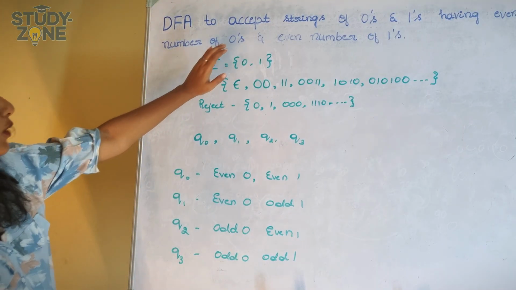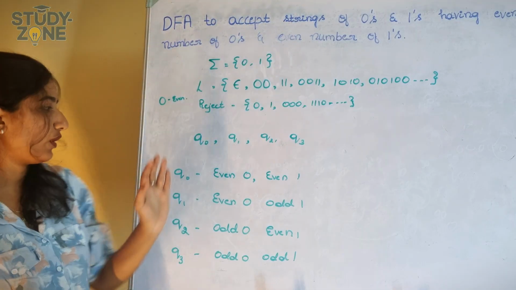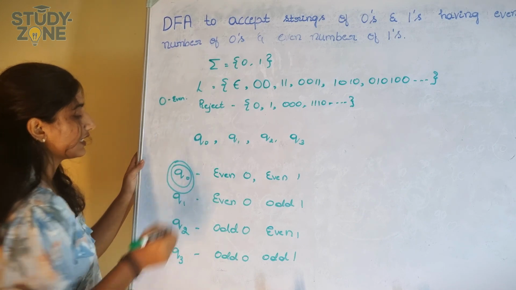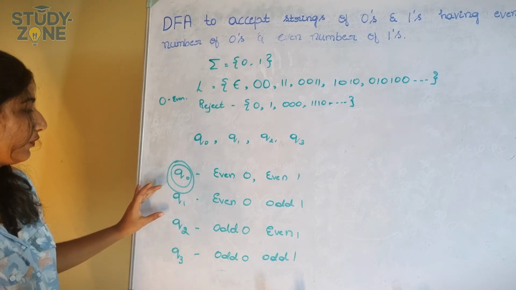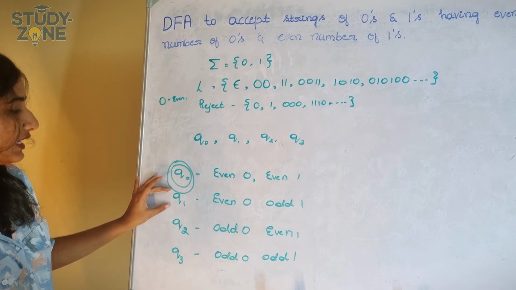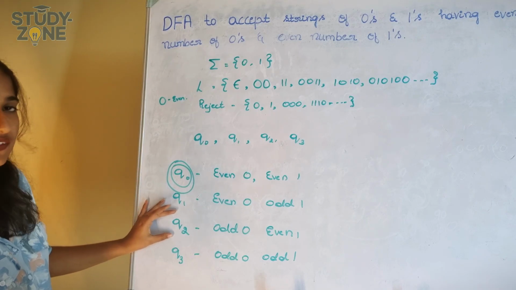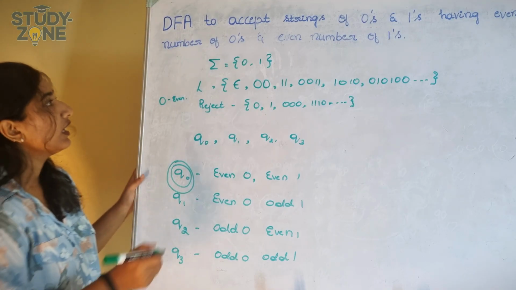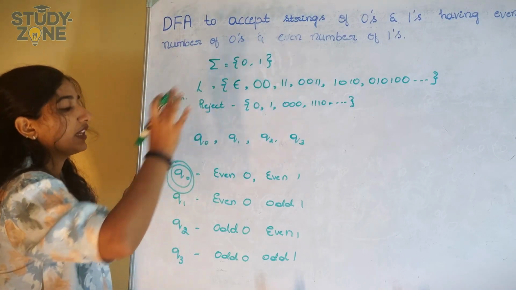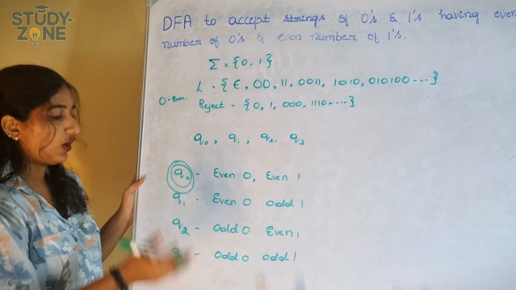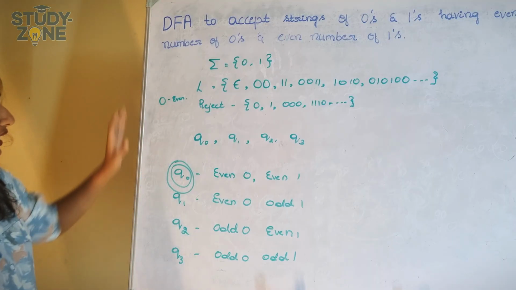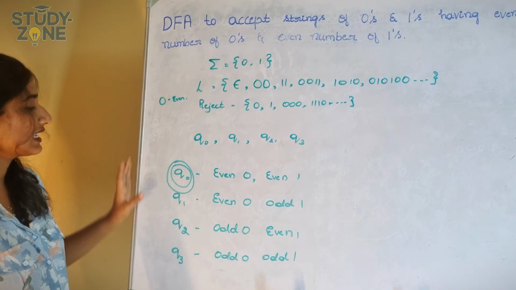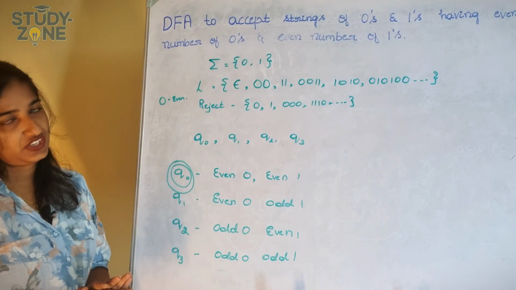Okay, so in our problem we have even number of zeros and even number of ones, so Q0 is the final state. But if the question is even number of 0 and odd number of 1, then Q1 will be the final accepting state. If it is odd 0 even 1, then Q2. If it is odd 0 odd 1, then Q3. So for every question like even 0 even 1, even 0 odd 1, odd 0 even 1, odd 0 odd 1, this is the solution. The solution goes the same way, but only the final state changes.